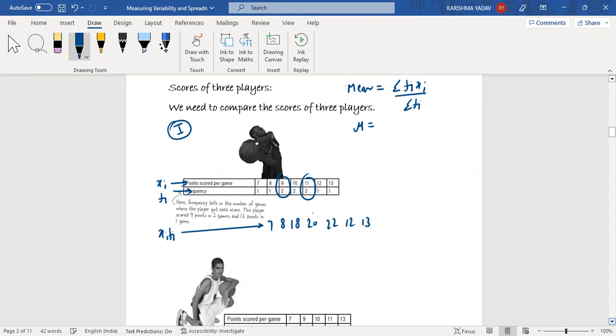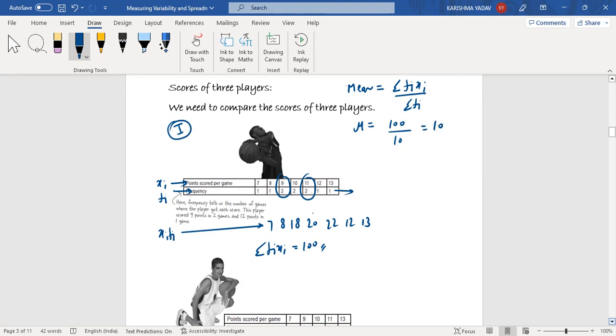So what is sigma fi xi? The summation of all these is 100. I have done it previously, so it is 100. Upon the sum of the frequencies, which is 10. So 100 divided by 10 is equal to 10. This is the mean for the first player.